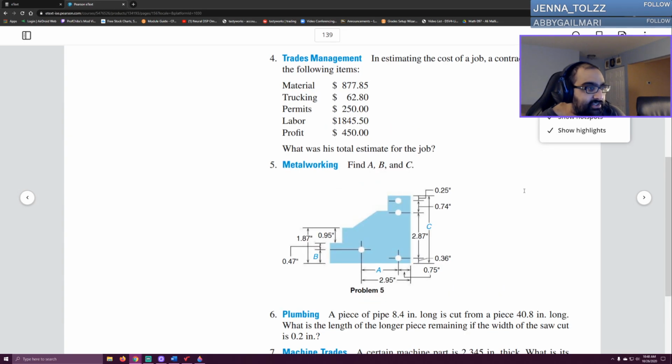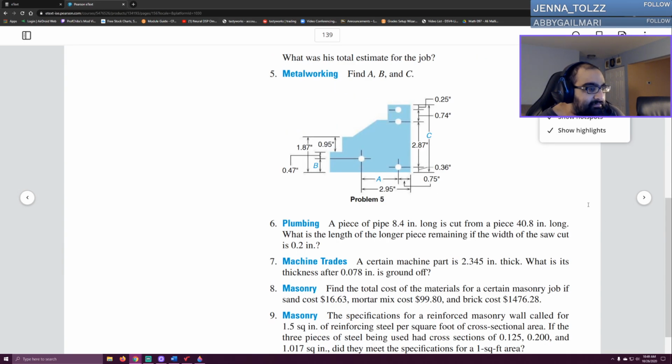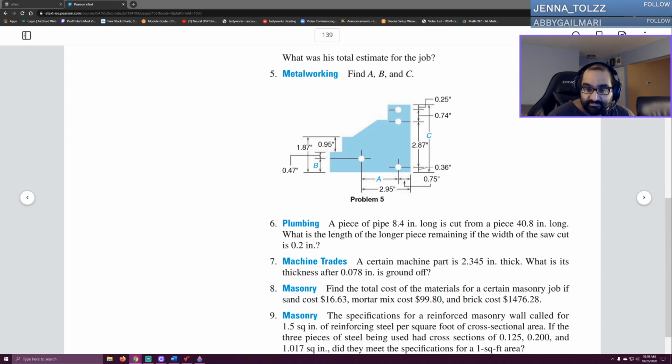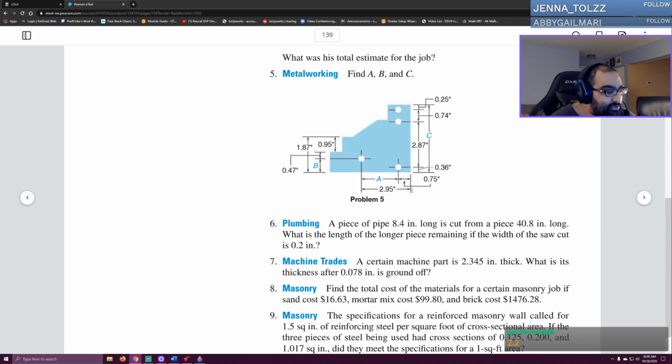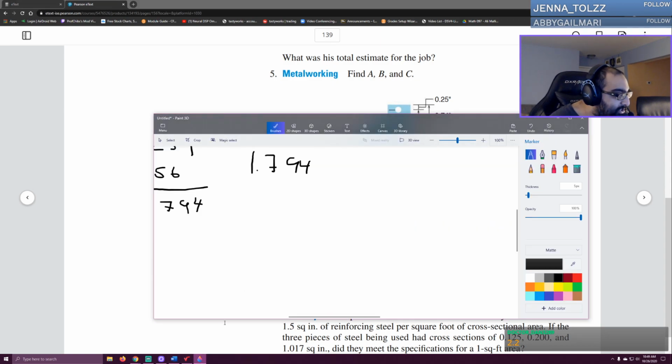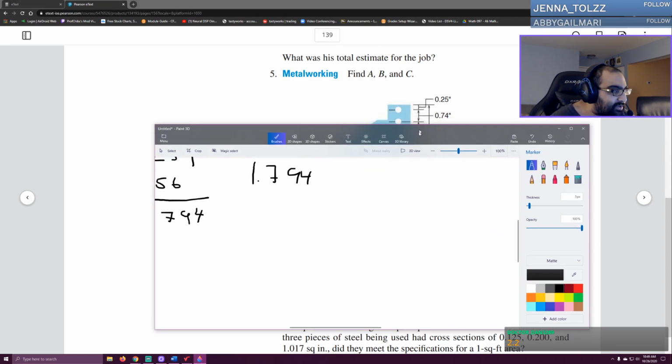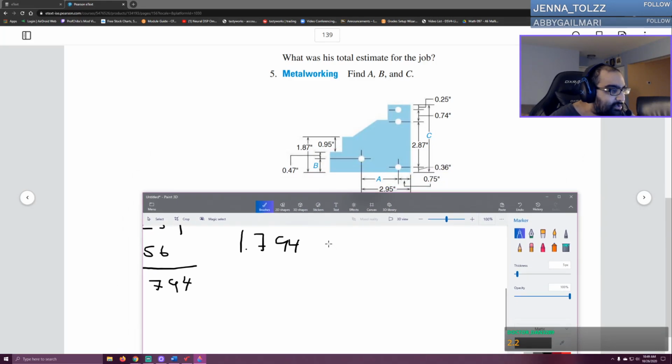Make that slightly bigger. There we go. 2.2. That is correct. As you see here, the whole length is 2.95, but the length here is 0.75, so you'll subtract those two from each other. What you're going to get here is 2.95 minus the 0.75. So 2.2 is spot on.